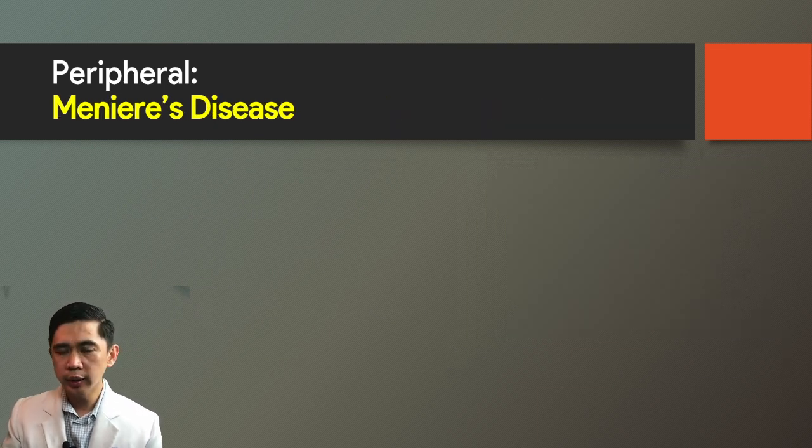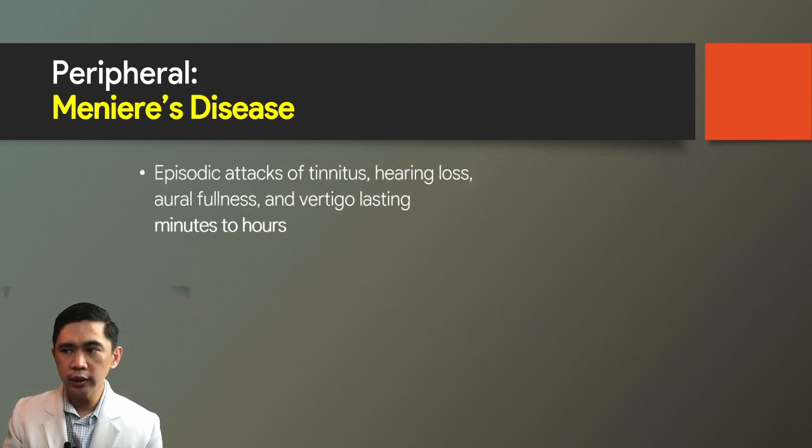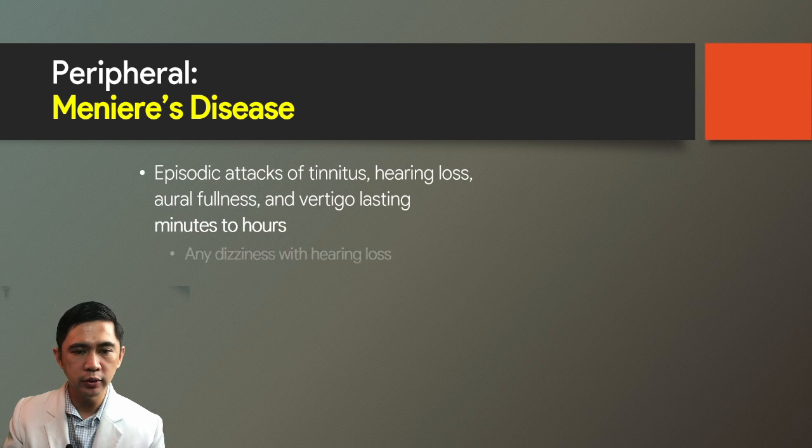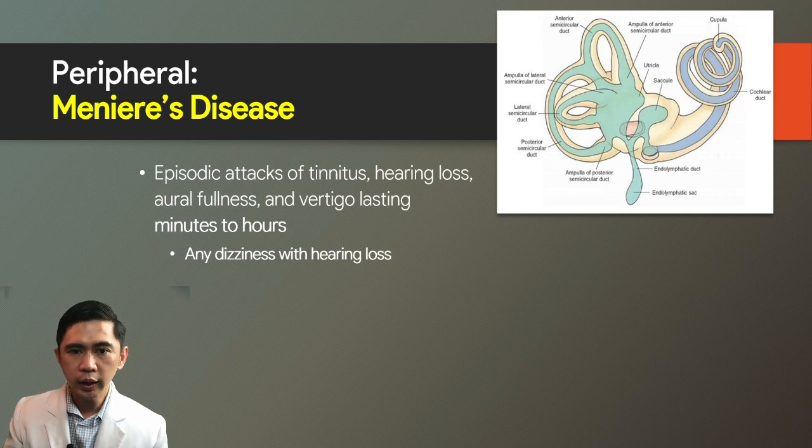Let's go now to Meniere's disease. Meniere's disease is an episodic attack of tinnitus, hearing loss, aural fullness, and vertigo lasting minutes to hours. So you will suspect Meniere's disease in any dizziness with hearing loss. Take note that in the labyrinth, there is a connection of the vestibular system and the cochlea via the cochlear duct.